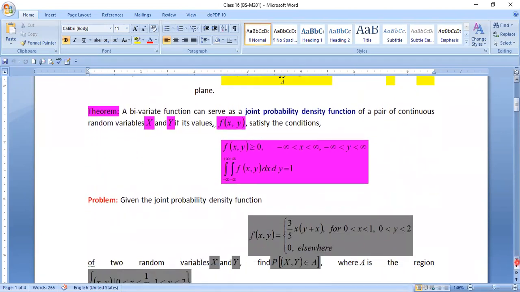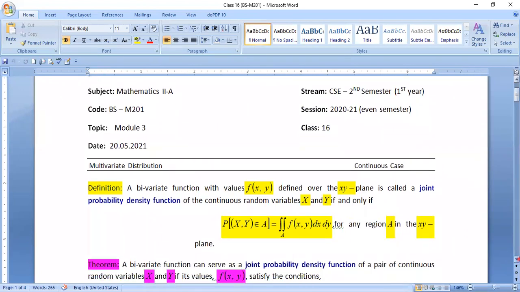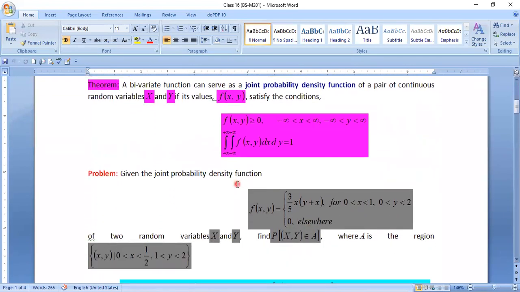Now, here is a problem for you. The problem says that you are supposed to find the probability of this, where the capital A is defined by this region. This is your capital A, and the probability function, as you can see, is defined over here. The probability function is 3/5 x into (y plus x), where x lies between 0 and 1, and y lies between 1 and 2. And we are considering only that area, an area which is a subset of that.